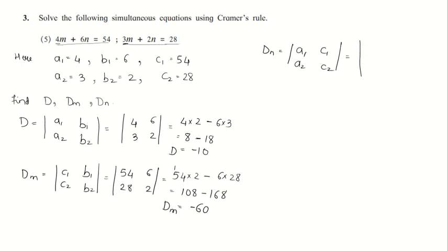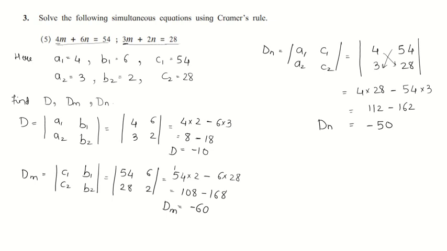Substitute the values of a and c. a1 is 4, a2 is 3, c1 is 54, c2 is 28. So it is equal to 4 into 28 minus 54 into 3, which is 4 into 28 is 112 minus 54 into 3 is 162. Plus into minus is minus, 162 minus 112 will be 50, sign of the bigger number, that is minus 50.